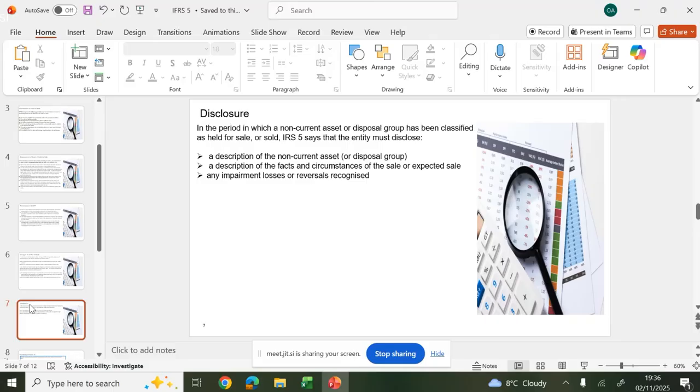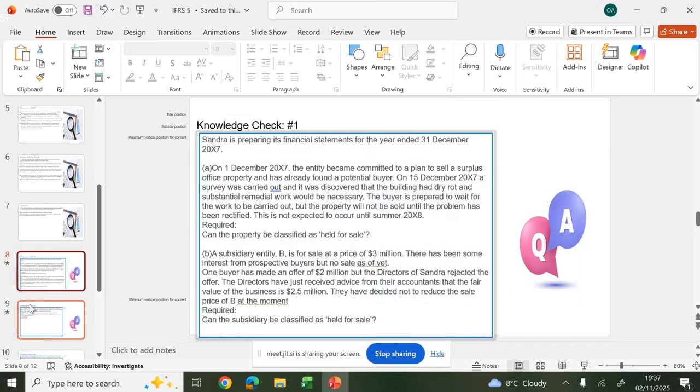These are just the disclosure requirements. Anytime we are talking about disclosure requirements, it can be in two ways: in the form of an additional note to the financial statements, or in how we present it in the financial statements, maybe on the face of the financial statements. That's what the disclosure requirement always means. All right, so let's look at the knowledge check.